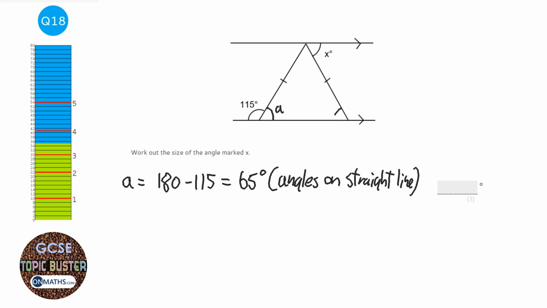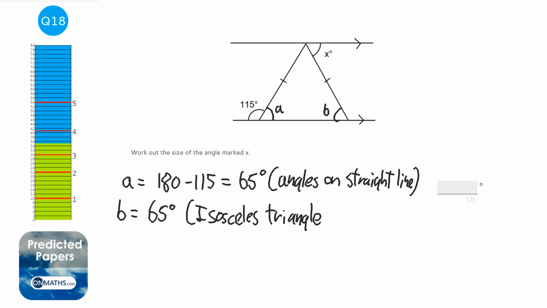And if I know A, I know that B as well. So B is going to equal 65 degrees as well, because it's an isosceles triangle. The bottom angles in an isosceles triangle are equal, assuming that the isosceles triangle has the two same sides on the left and right. Obviously if it's rotated it's not the bottom two angles, but it's always going to be these two angles here. Okay, so B is 65.